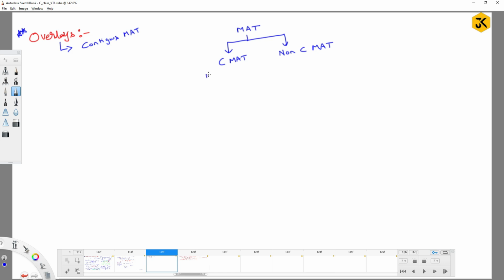In contiguous memory allocation techniques, we have seen one technique called the partition technique. In this partition technique, we discussed two kinds of partitions. One is static partition, or I can call it a fixed partition, or MFT, that you remember. The other way is variable partitioning, or I can call it dynamic partitioning.